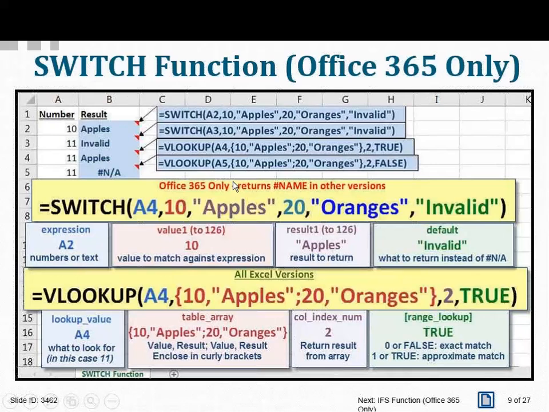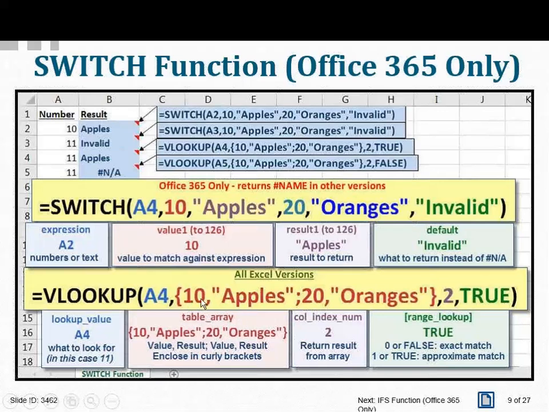Now, we'll contrast that with the VLOOKUP function. There is a way that we could use VLOOKUP in all versions of Excel to achieve something similar to the SWITCH function. Normally when you're using VLOOKUP, you're accustomed to putting everything in a list of cells. Notice that what SWITCH lets you do is embed the list inside the formula. There is a way that we could embed that list inside VLOOKUP as well.